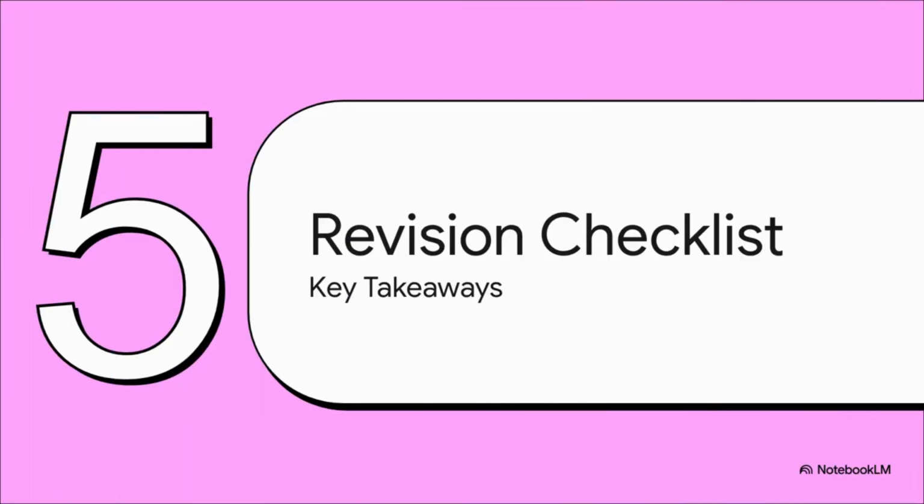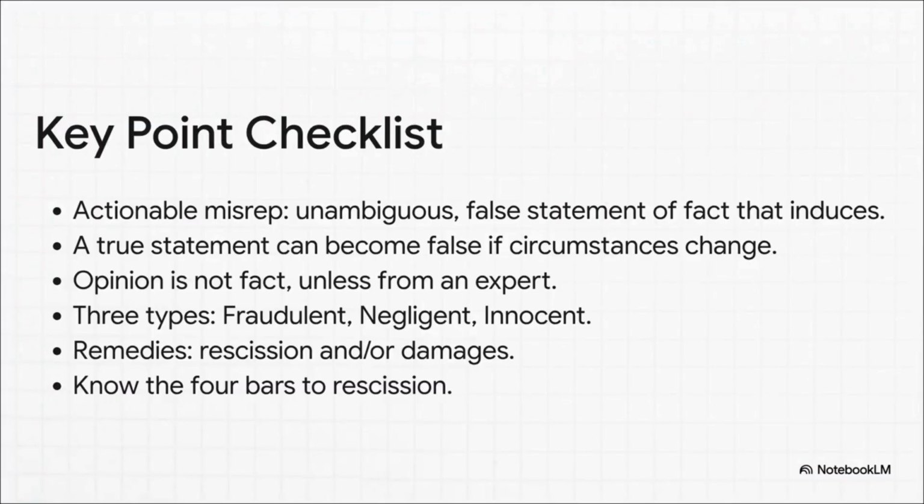Phew, that was a lot to get through, but you've got this. To help all of this stick for your revision, let's do a really quick rapid-fire recap of the absolute must-know points. Here are your key takeaways. Master this list. Know those 5 essential elements. Remember the change of circumstances rule. Understand the difference between fact and opinion, and the expert exception. Memorize the 3 types and the key cases for each. And finally, don't ever forget those 4 bars to rescission. This is your core knowledge for the exam.